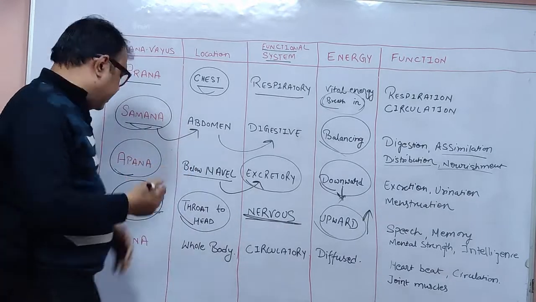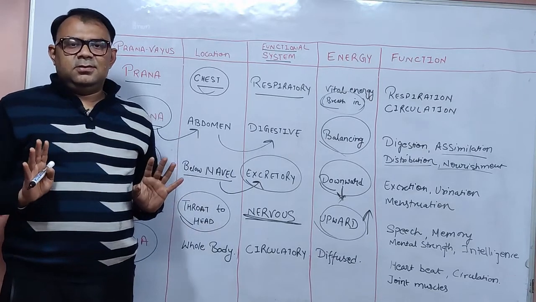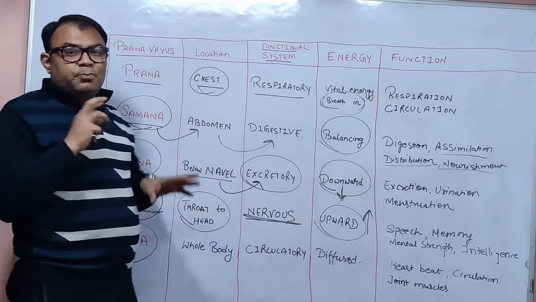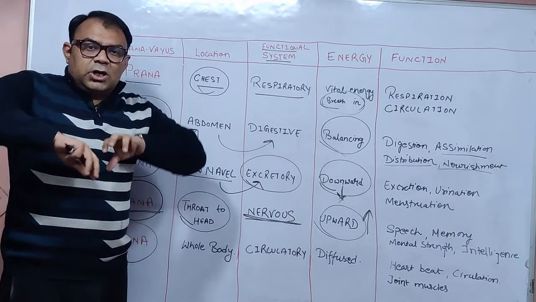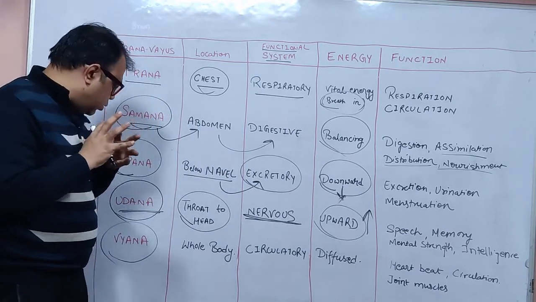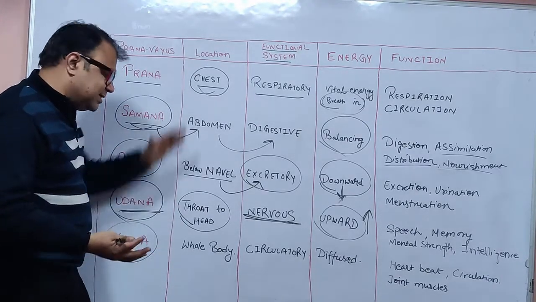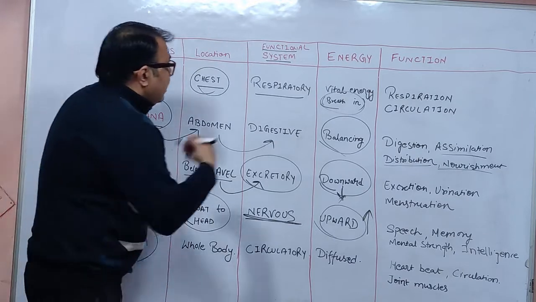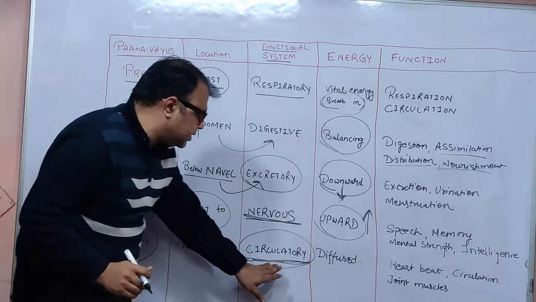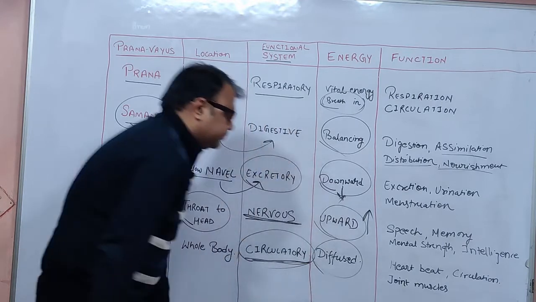The last one, the Vyana. What body part is left? Nothing. But there is one thing. Vyana is responsible for the circulation of all the vayus in our body. Its location is the whole body, and it impacts our circulatory system. And what kind of energy is this? This is the diffused energy.